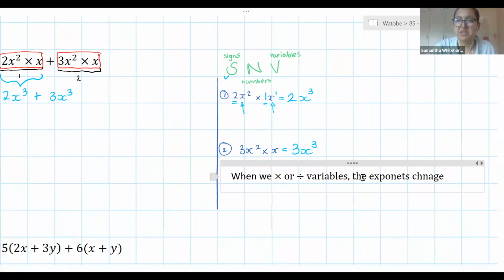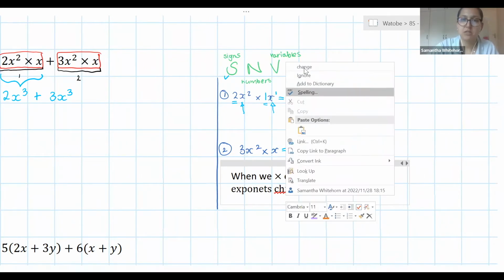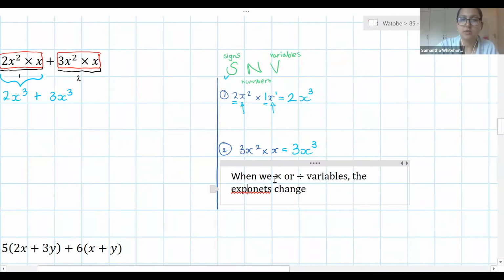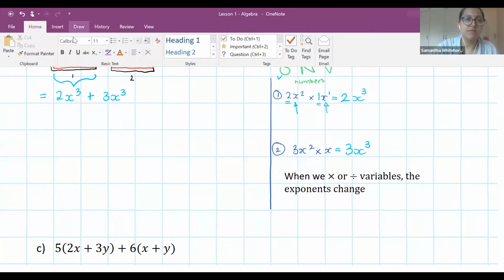I don't think I've spelled anything right there. Let's just look. Change exponents. I got there in the end. So that's just a little note to remember that when we multiply or divide variables, the exponents will change. Theo's put an answer in the chat for us, which is very close.